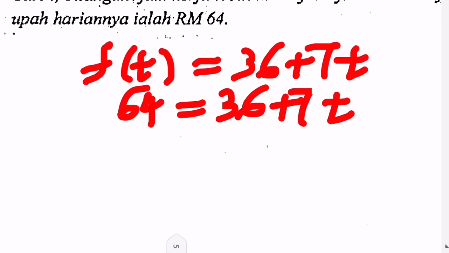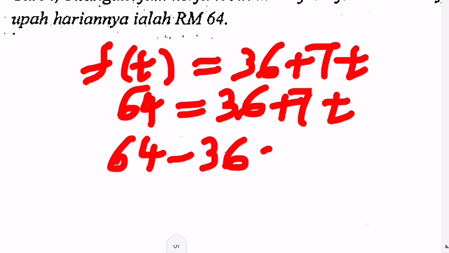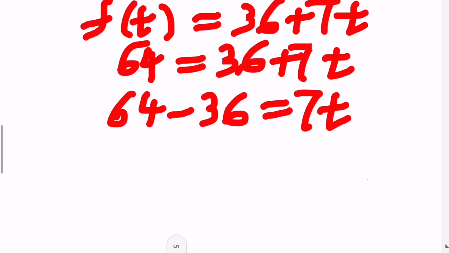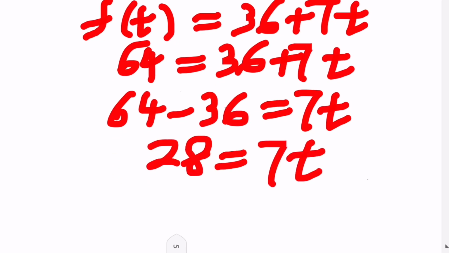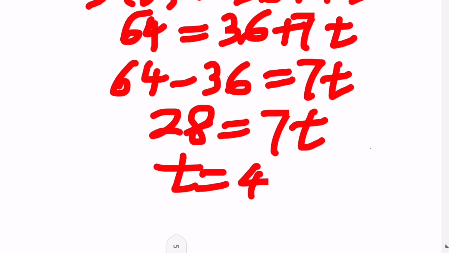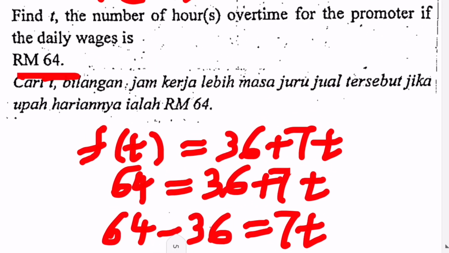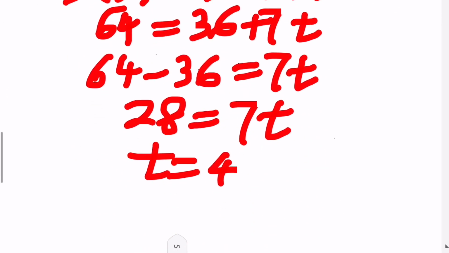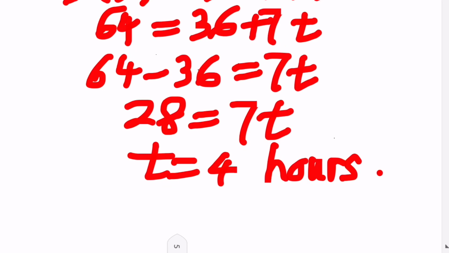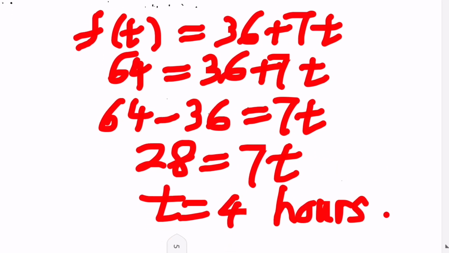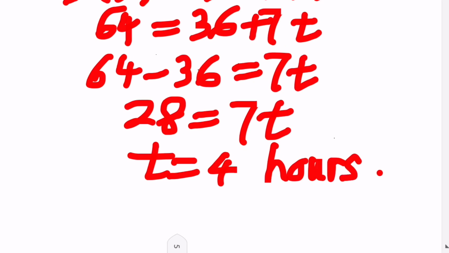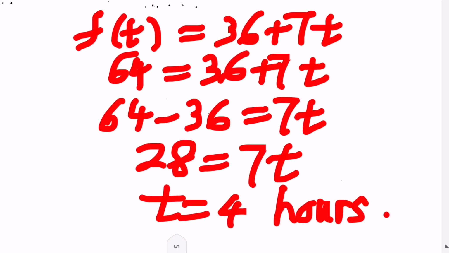So now, let's say the promoter earns 64 ringgit. How many hours of overtime did they work? You can work it out, substitute, and find T. The T that you find is 4 hours. That means the promoter worked 4 hours of overtime for the day. Okay, understand?